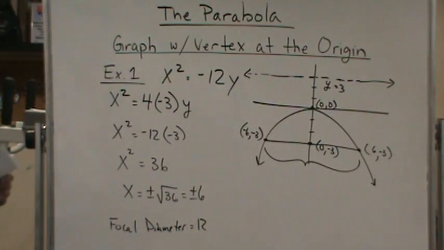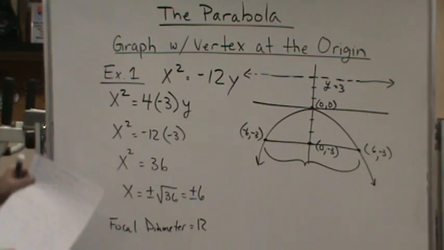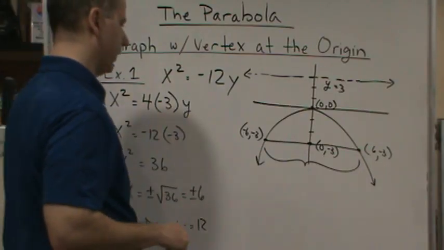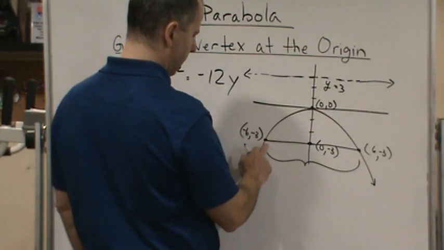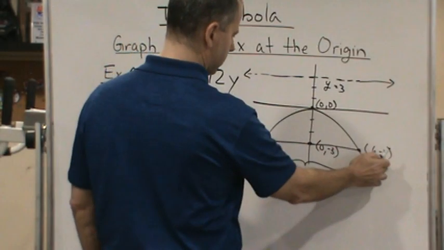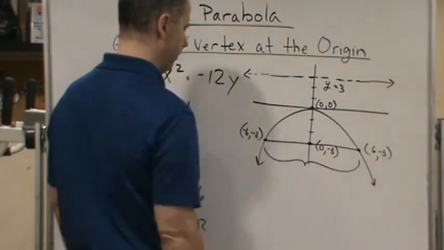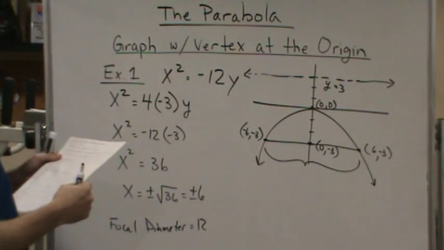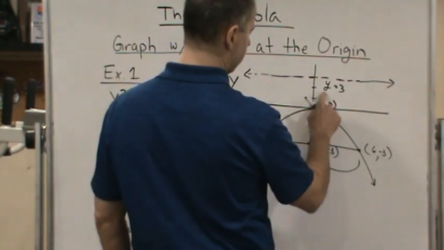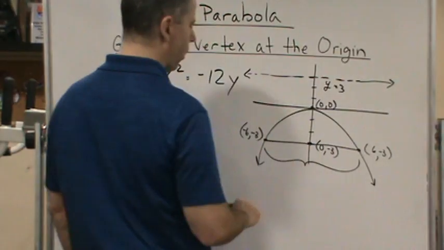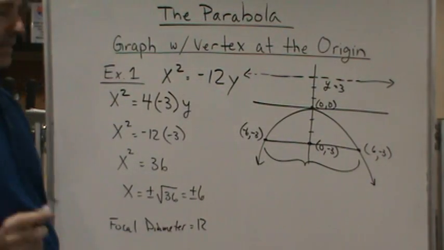All right, not bad. Now B says, identify the endpoints of the latus rectum and graph the parabola. Okay, so I did that already. So I kind of did the graph first, right? So here's the graph. Here's the endpoints for the latus rectum. There it is. Okay. And then we want to write the equation of the directrix. Okay, so I did that. There's the equation of the directrix. And also the equation of the axis of symmetry.